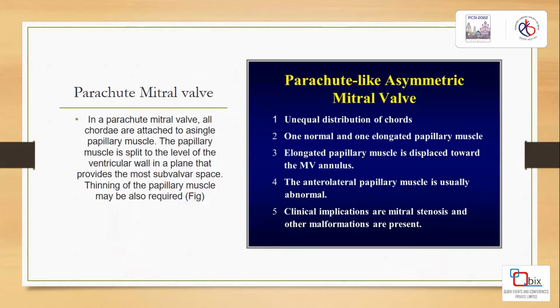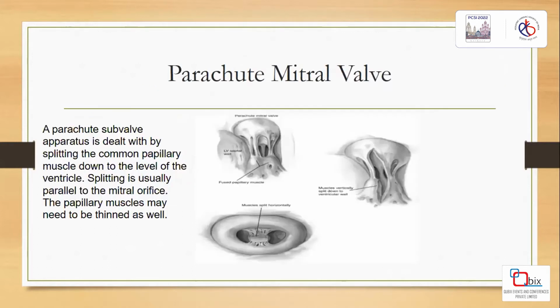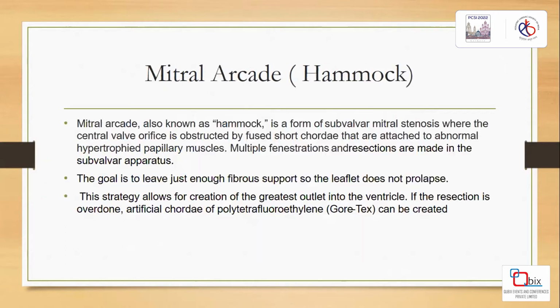The next and very challenging variant that you deal with in congenital mitral stenosis is the parachute mitral valve, where there's an unequal distribution of cords, one normal and one elongated, or an elongated papillary muscle is attached to the mitral valve annulus, and the anterolateral papillary muscle is usually abnormal. The clinical presentation is one of mitral stenosis. The surgery is very judgmental, where you split the papillary muscles and the cords judiciously so that you end up with 2 papillary muscles and release as much of the mitral stenosis as possible without producing significant mitral regurgitation.